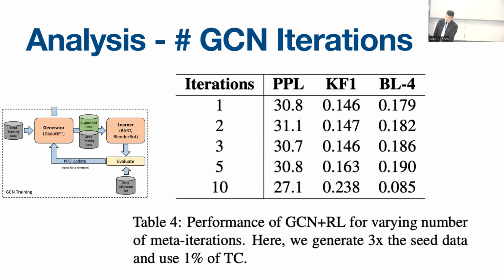We further analyze the performance of GCN, especially its performance with respect to the number of generator update iterations. We see that perplexity decreases and the knowledge F1 increases as we have more iterations, meaning that the generator actually leads the learner to learn to produce more fluent and at the same time knowledgeable responses. But BLEU score naturally drops, as these more knowledgeable responses may not appear in the human reference corpus.